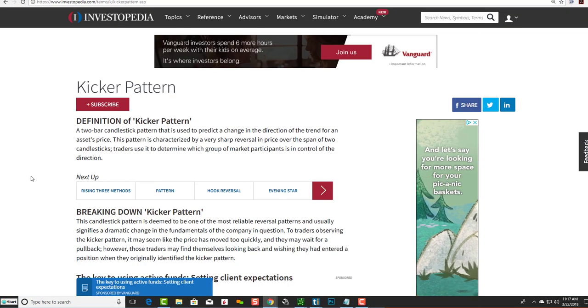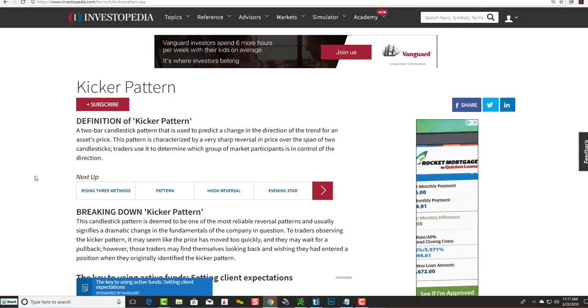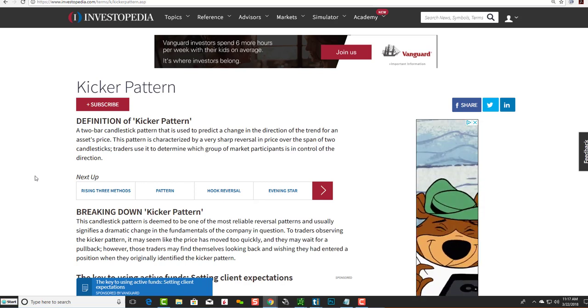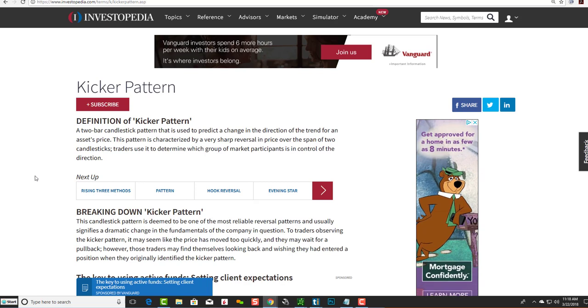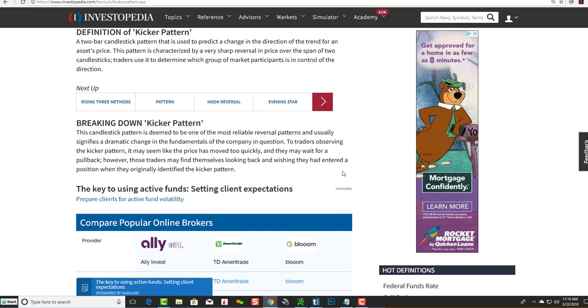So again, like we usually like to use this resource, investopedia.com, very handy for the definitions. And then again, we like to show you several real world examples. So a kicker pattern is a 2-bar candlestick pattern that is used to predict a change in the direction of the trend for an asset's price. This pattern is characterized by a very sharp reversal in price over the span of 2 candlesticks. Traders use it to determine which group of market participants is in control of the direction.